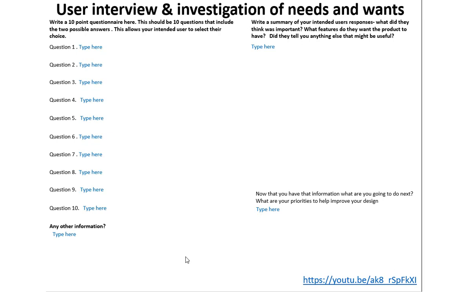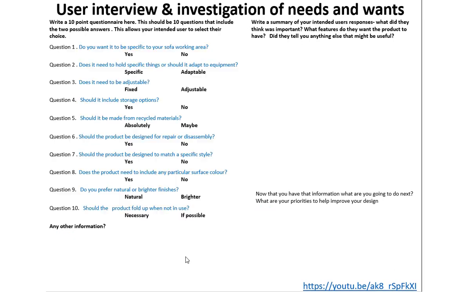So what I've done is I've written some questions, and those questions are designed to get me information. Okay, so do you want it to be specific to your sofa working area? Does it need to hold specific things, or should it adapt, etc., etc.? You can read those questions yourself. What I think is really important is that you give two possible answers. Even if you're not absolutely sure what those answers might be, give two possible answers.